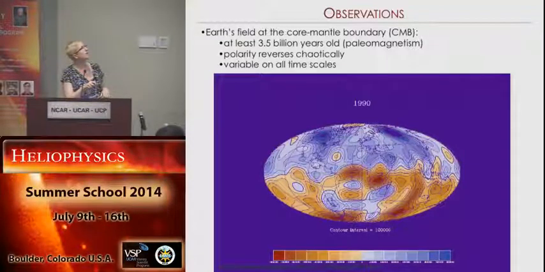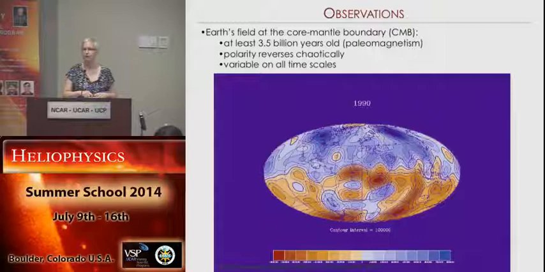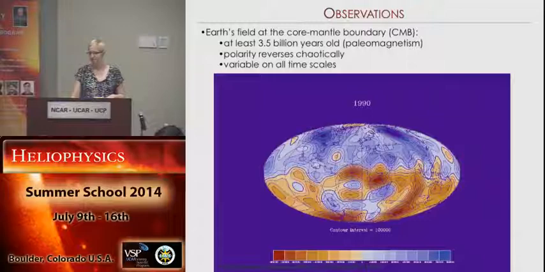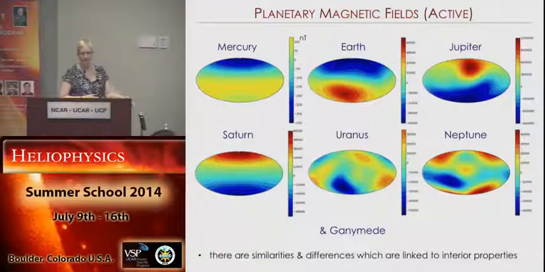We also know that the field has existed for at least the last 3.5 billion years. This comes from paleomagnetism in rocks, okay? Rocks that are 3.5 billion years old are magnetized, okay? So we have some information on the field by studying its history as well. All right, moving on to planets, thinking about comparing Earth to the other planets. These are now maps of the radial component of the magnetic field at the surfaces of the planets in our solar system that have active dynamos.